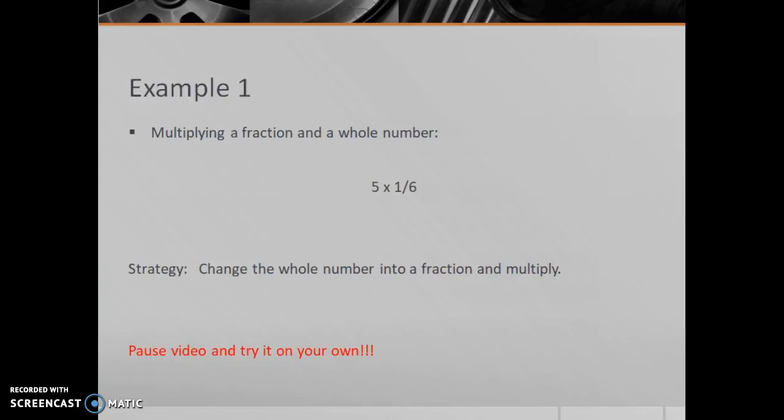So let's look at example 1. I want you to multiply a fraction and a whole number. So your problem is going to be 5 times 1/6. The strategy that I want you to use is change the whole number into a fraction and multiply. Now, I want you to think back to what you learned in 5th grade, how to make a whole number a fraction, and see what you can come up with. I want you to pause the video, try it on your own first, and then we'll talk about an explanation in a few minutes. Pause the video now, please.